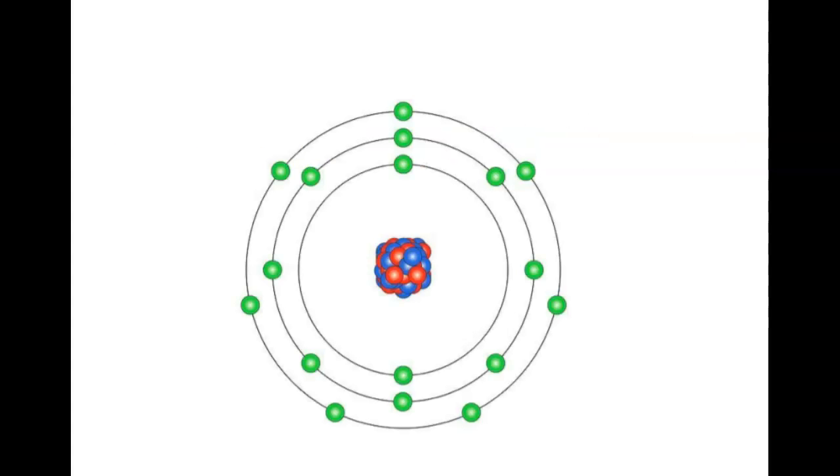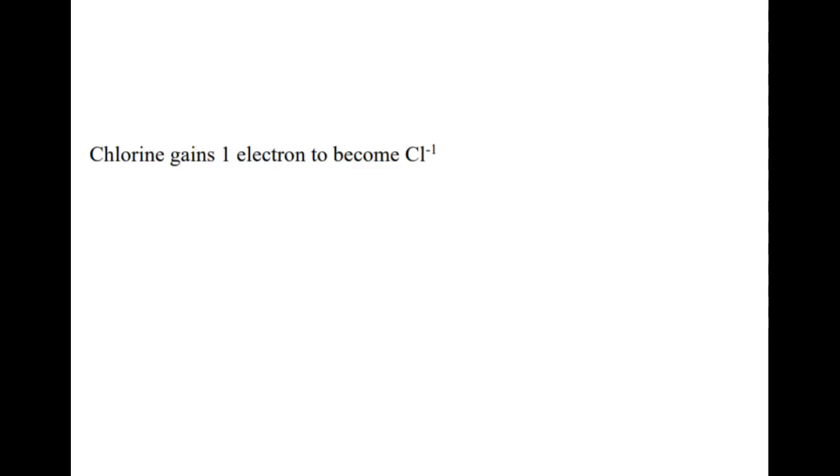What about chlorine? Well, chlorine has a total of 7 electrons in its outer shell. To get a full outer shell, to become happy, it needs to get one more electron. If it gets one more electron, it's going to have one more electron than the number of protons, so the charge will be -1. So chlorine is going to gain one electron and become Cl-1.